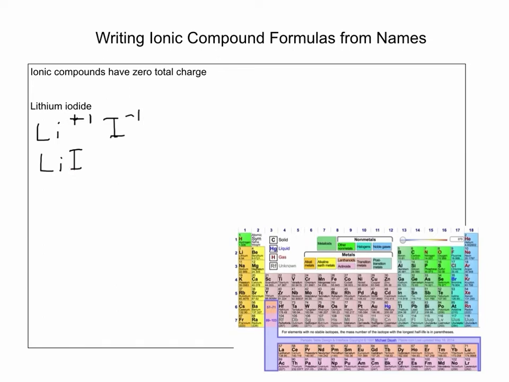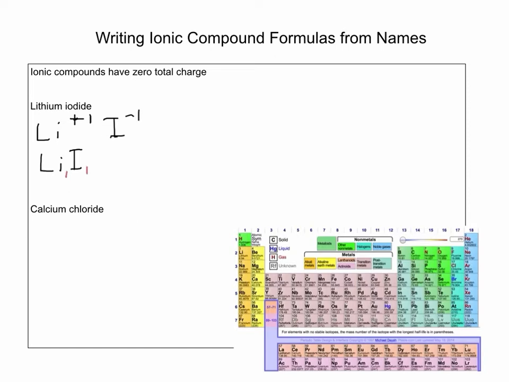Now I do have one of each, so if I wanted to, I could actually put 1s here. But normally, whenever I have a 1 in chemistry, I don't write it. So if I have 1 lithium ion and 1 iodide ion in my compound, I just leave them without it. Now let's look at another compound. So let's look at calcium chloride. How would we write this compound?